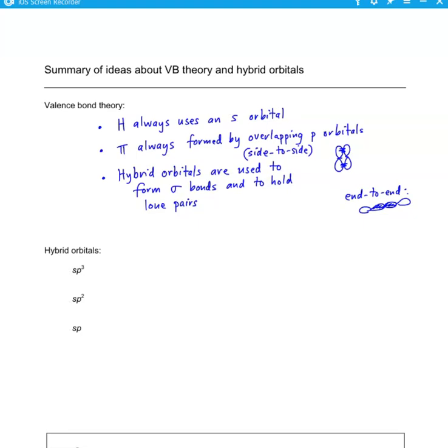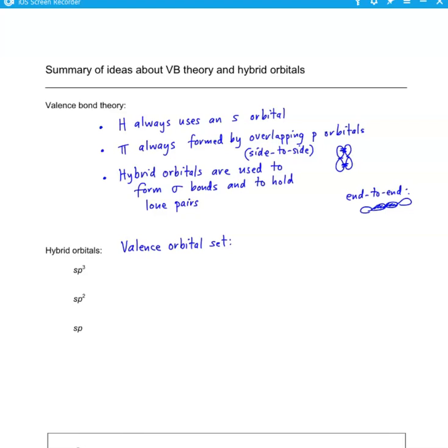Okay, now for our new sets of hybrid orbitals, because this is what we're going to be working with, what are the valence orbitals for atoms that have each of these hybridization states? Okay, so we talked about this when we developed the argument for how each of these hybrid states were constructed. But let's just summarize it here.